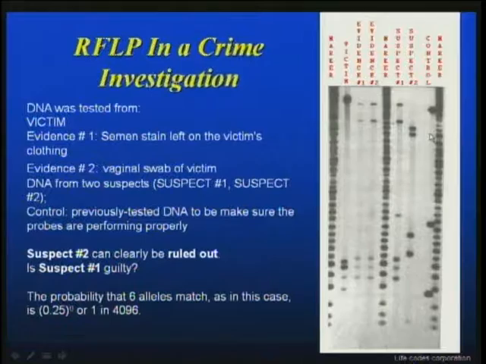And as you can see, suspect two can be ruled out just based on this profile. In case of suspect one, chances are pretty high that he committed the crime. But since here we're looking at only 6 alleles, you can see the probability that a crime was committed by this individual is 1 in 4,000. If you had 16 loci that you were looking at, it was 1 in 250 million. So the number of loci that you use to examine these profiles increases your power of discrimination, essentially.